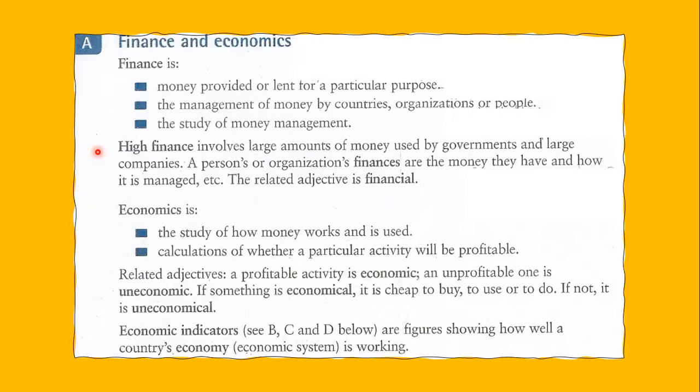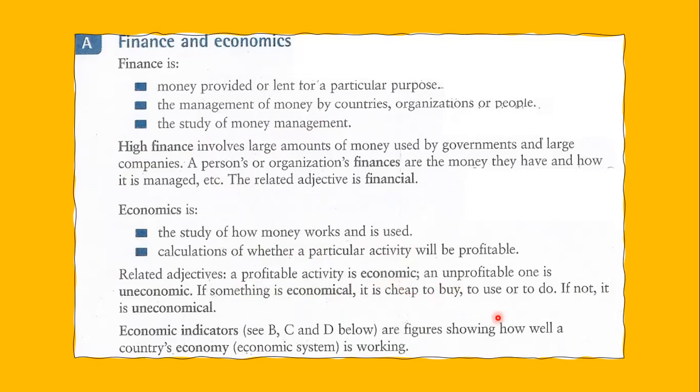Okay, let's continue with economics. Economics is the study of how money works and is used. Here we have a big difference. Calculations of whether a particular activity will be profitable. So in this case, it's how we use the money. In the case of finance, it's how you handle or manage the money. Related adjective: a profitable activity is economic. It means that it generates an economic activity, generates money, or it's profitable.